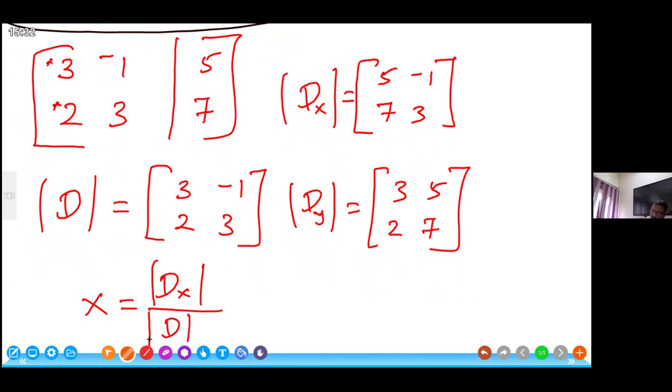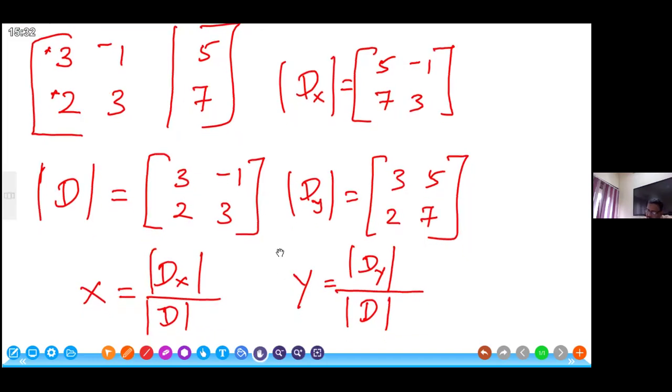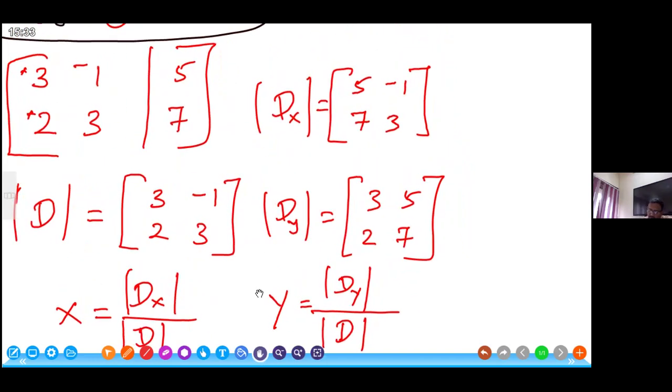Similarly, the value of y is given as determinant of dy divided by determinant of d. So can you find out these three values? Determinant of d, determinant of dx, determinant of dy. Can you find out the values?